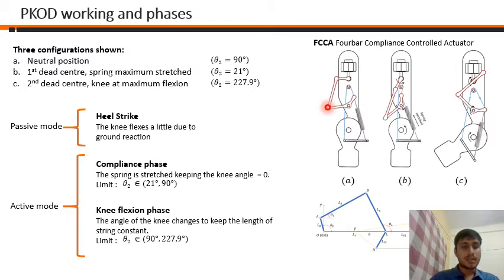The second dead center shows the maximum knee bending position. This is the maximum amount the knee can bend, and it is fixed by the dimensions of the mechanism. At the heel strike, where the heel makes the first contact with the ground, the knee bends a little, which is supported by the spring. In this mode, where the motor is not rotating and the knee is supported only by the spring, is known as the passive mode. The other two are the active modes where the spring is stretched and the knee is bent using the wire to achieve the desired gait cycle.